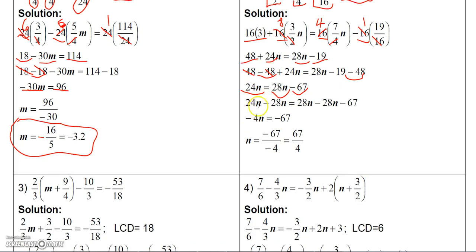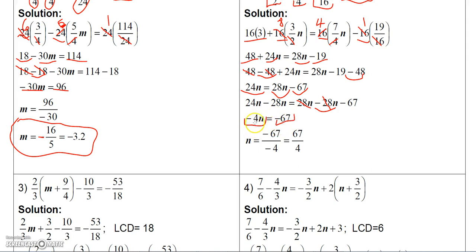Okay, so now I want to get the 28n away from this side. So I will subtract 28n from both sides. So I'm going to subtract 28n from the right side so that it'll cancel with the positive 28n. And if I do that, then I also have to subtract it from the left side. So I have 24n minus 28n, which is minus 4n. So on the left I have minus 4n, and on the right I have negative 67.